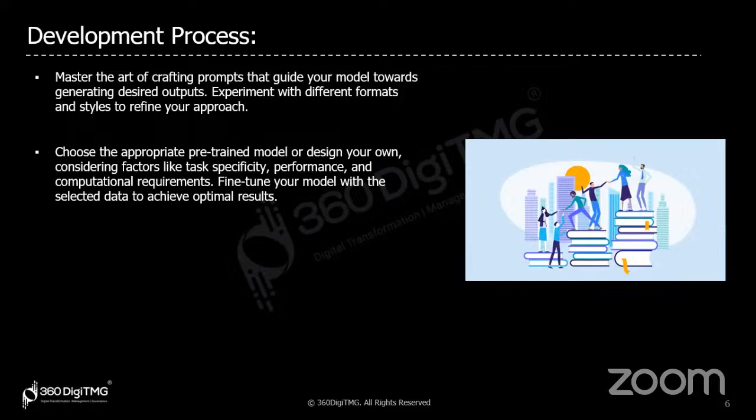Then choosing appropriate pre-trained models. This is the most important. If you do not have enough knowledge of AI or generative AI, you might end up choosing a wrong model for a certain kind of data, right? So if pre-trained models are not available and they're not working out, maybe you have to design your own model by considering a lot of factors: whether it's actually going to perform the task or not, whether the speed and the performance are going to be good, whether the accuracy will be maintained, whether there are any extra computational requirements. So these kinds of things need to be put in the picture.